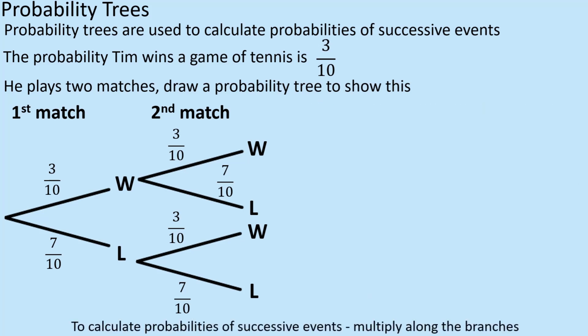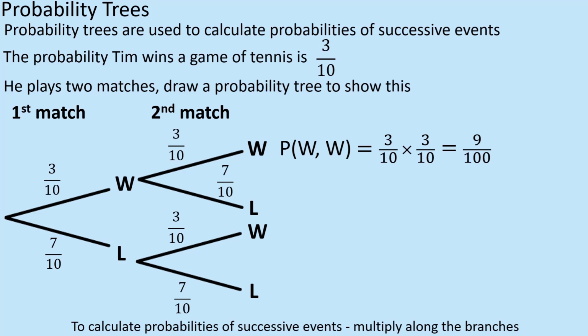Okay, so to calculate probabilities of successive events, you multiply along the branches. What we're saying here is the idea of independent events, so one doesn't impact the other at all. If I want that one and that one, then I multiply the 2 together. So if I multiply along the branch to find the chance of him winning 2 games in a row, it's 3/10 times 3/10. So the probability of win-win is 3/10 times 3/10, which is 9/100. That is the chance of winning both games.